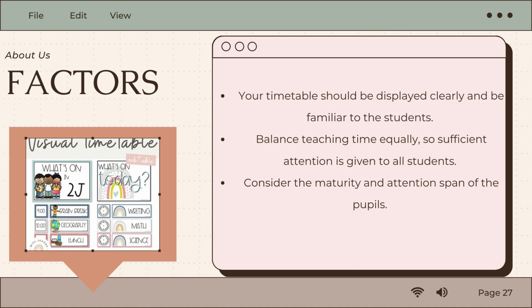The next one is make sure you balance your teaching time equally so sufficient attention is given to all students. So as a teacher, we have to be flexible on this nga makabalo ta unsaon pag-balance sa atong time nga kada subject nga ihatag sa mga student kay ang ilang attention span medyo gamay, depende na sa ilang edad. So the last one is consider the maturity and attention span of the pupils.